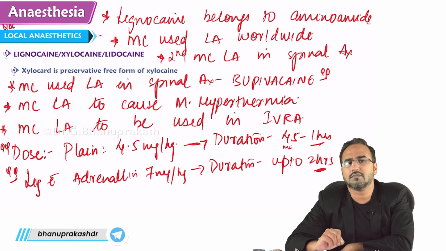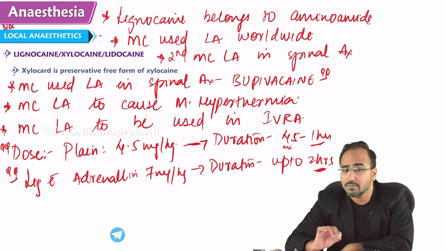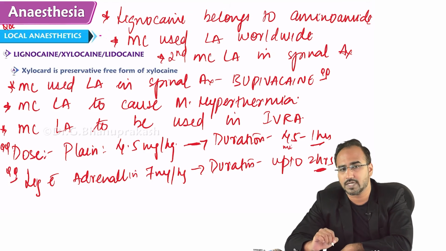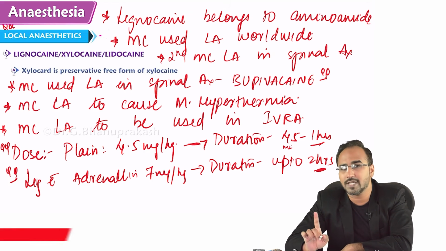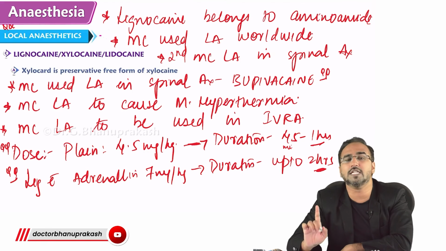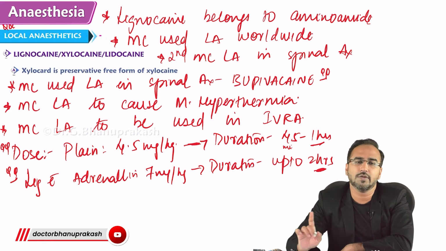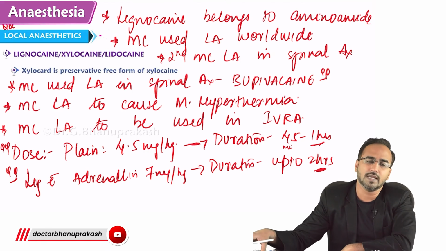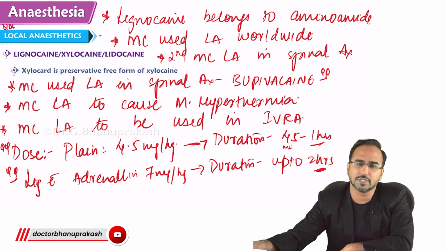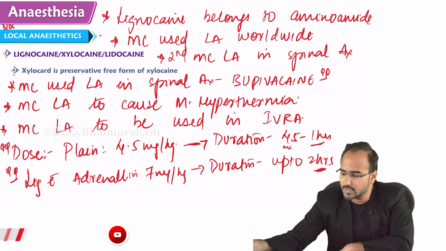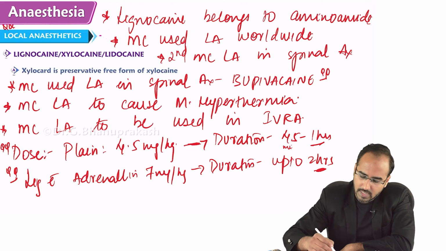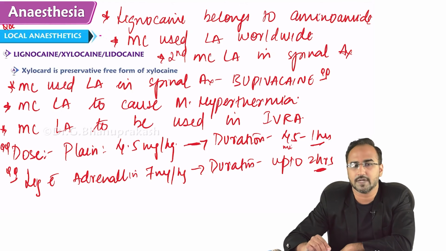In anesthesia, most dosages are not that important, but the dose of Lignocaine is very, very important, guys. Plain Lignocaine is 4.5 mg per kg body weight. Lignocaine with adrenaline, the dose is 7 mg per kg body weight.